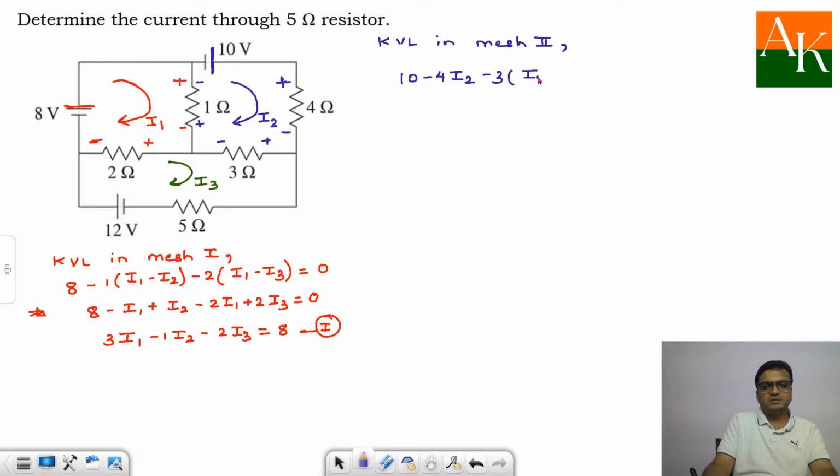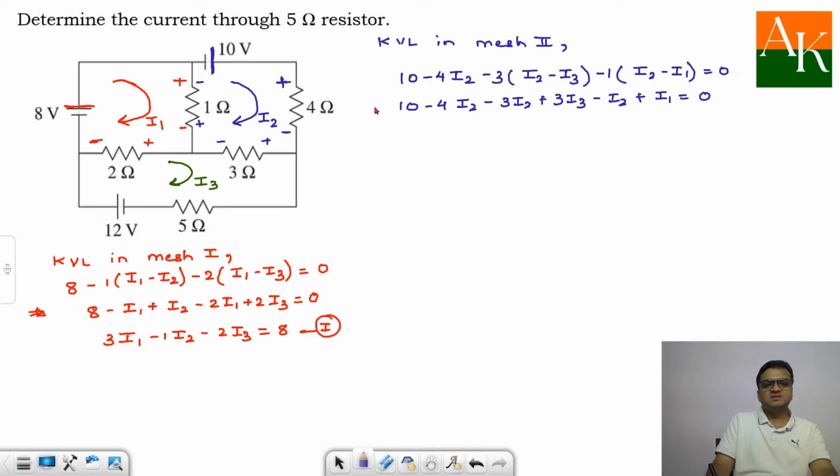So the net current will be I2 minus I3 towards the left. The 1 ohm is shared between mesh 2 and 1, so the net upward current is I2 minus I1. You have completed the loop, so it is equal to 0. So these terms are 10 minus 4I2 minus 3I2 plus 3I3 minus I2 plus I1 is equal to 0.